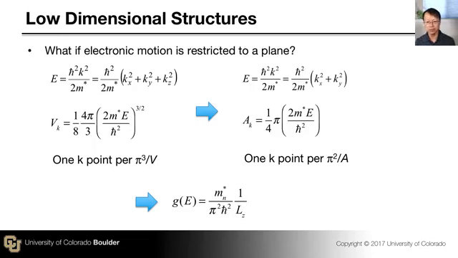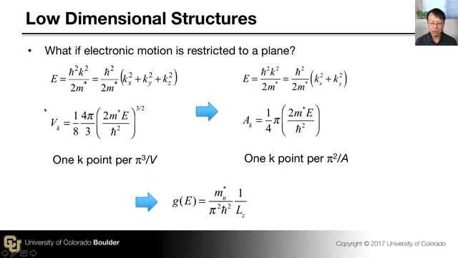Now, the square root of E dependence is the result of the three-dimensional space that we have considered here. What if we have a low-dimensional structure? What if the electronic motion is restricted to a plane? Well, in that case, your parabolic energy band here is simply given by this two-dimensional expression. So instead of kx squared plus ky squared plus kz squared, we have simply kx squared plus ky squared.